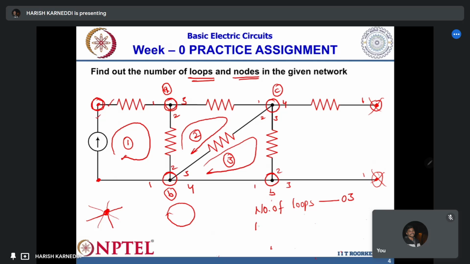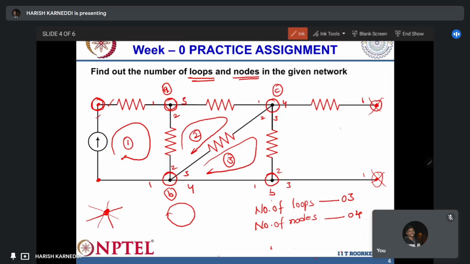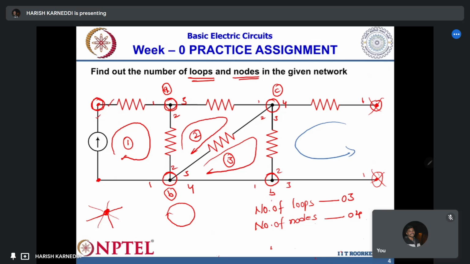Therefore, the number of nodes is 4. I hope this is clear. And this is not a closed path, so it's not a loop. I hope this question is clear. We are going to the next question.